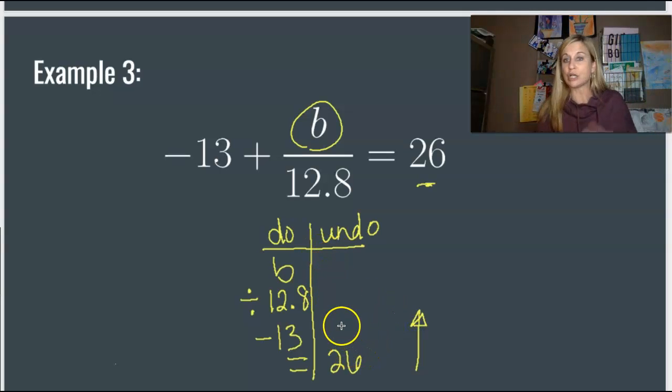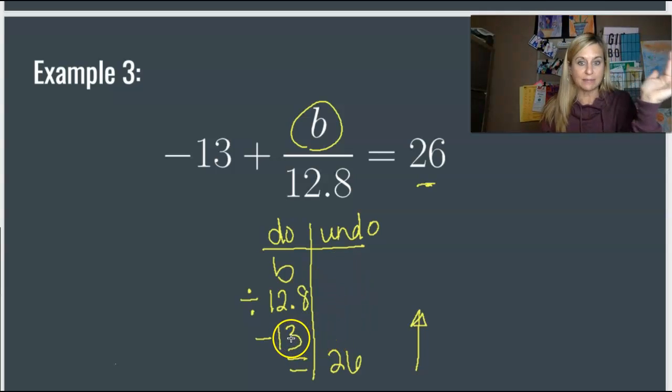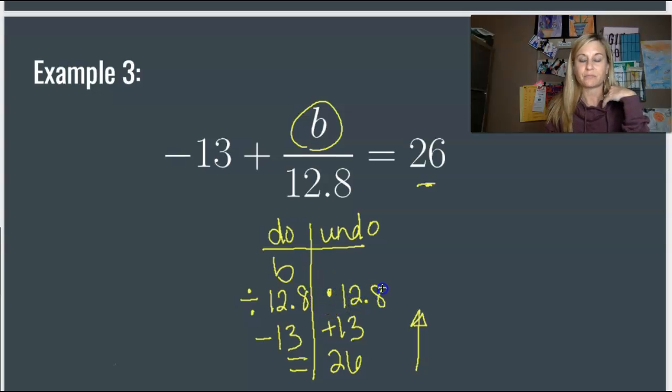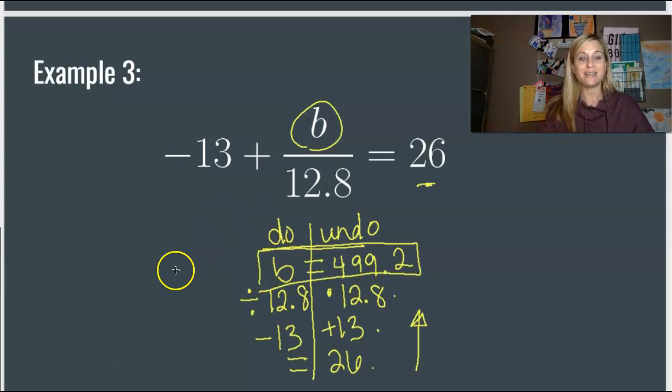So starting at 26, and you can use your calculator for this. You can even type this in. So you say to yourself, what's the opposite of subtract 13? Add 13. What's the opposite of divide by 12.8? Multiply by 12.8. So starting at 26, you're going to add 13, and multiply by 12.8. And you're going to find out that B equals a very large number, 499.2. And that is our final answer. All right. Enjoy!